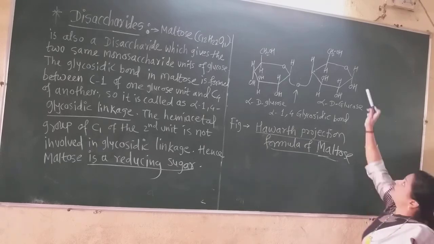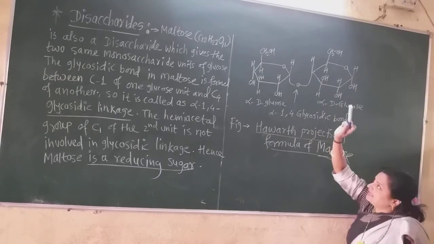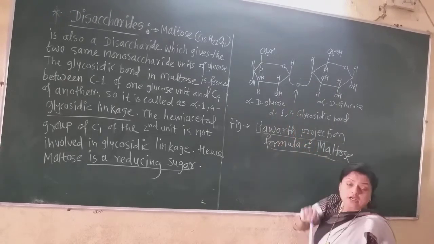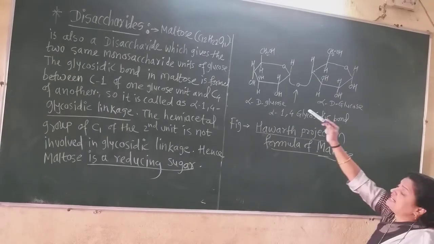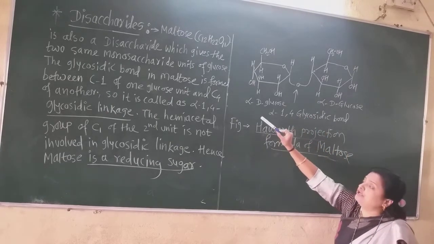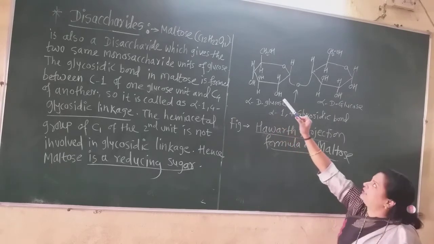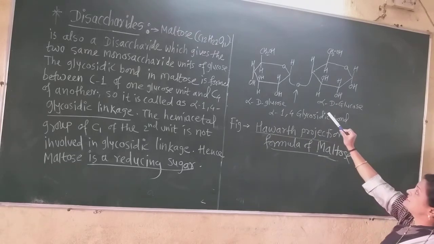Now see, this is the first carbon of this unit, first, second, third, and this is the fourth. And in this unit, this is the first carbon, second, third, and fourth. Now this maltose sugar is also a reducing sugar. Why is this a reducing sugar? Because in maltose, the first unit of alpha-D-glucose has the aldehyde group, and again in the second molecule.